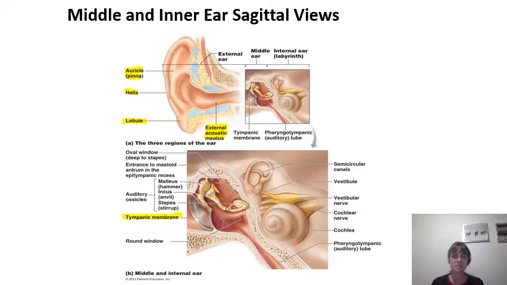Attached directly to the tympanic membrane is the first of 3 auditory ossicles, which is the malleus. The malleus directly attaches to the tympanic membrane, and the malleus forms an articulation with the incus, which in turn forms an articulation with the stapes. The malleus, incus, and stapes are the 3 auditory ossicles. The stapes communicates with a membrane that is shaped like an oval window and hence is named the oval window.